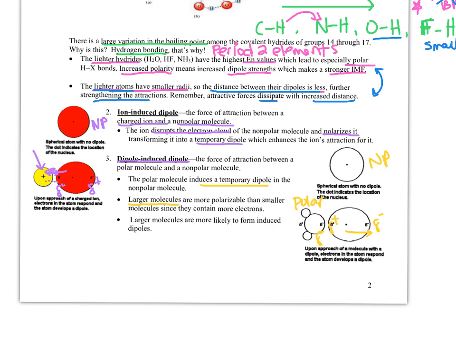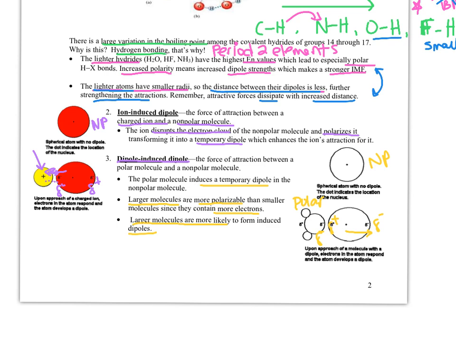Larger molecules are more polarizable than smaller molecules because they have more electrons. So typically, the more electrons it has, the more likely it is to shift electrons over towards, or in this case, away from that negative dipole. And larger molecules are more likely to form these induced dipoles. It can happen, but it's more likely to happen in larger molecules than smaller molecules. So this wouldn't happen very well with a CH molecule, like methane.